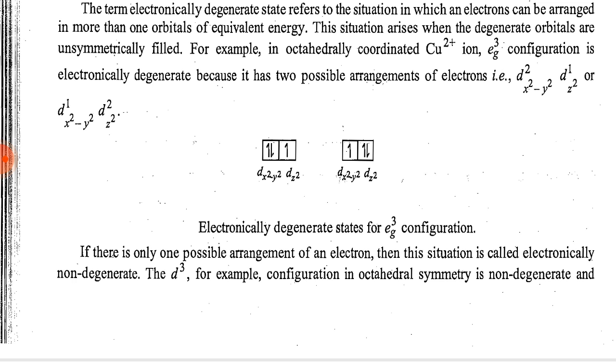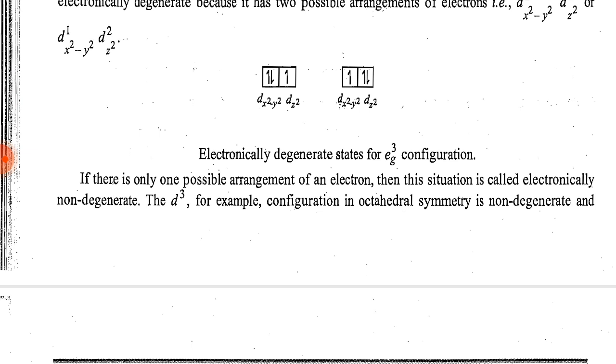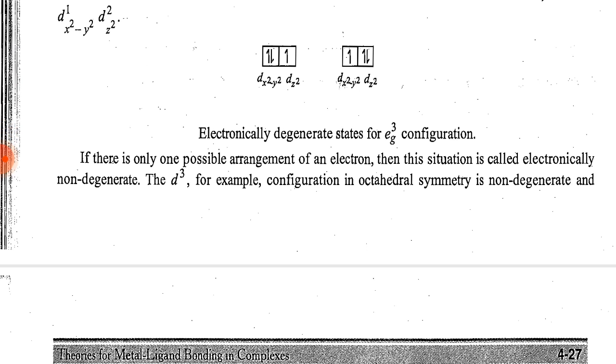The term electronically degenerate state refers to the situation in which electrons can be arranged in more than one orbital of equivalent energy. This situation arises when the degenerate orbitals are unsymmetrically filled. For example, in the octahedrally coordinated copper 2 plus ion, the eg3 configuration is electronically degenerate because it has two possible arrangements of electrons, that is, dx2-y2 2 dz2 1, or dx2-y2 1 dz2 2. In dx2-y2 two electrons will be there and in dz2 one electron will be there, or in dx2-y2 one electron will be there and in dz2 two electrons will be there. These are the electronically degenerate states for the eg3 configuration.